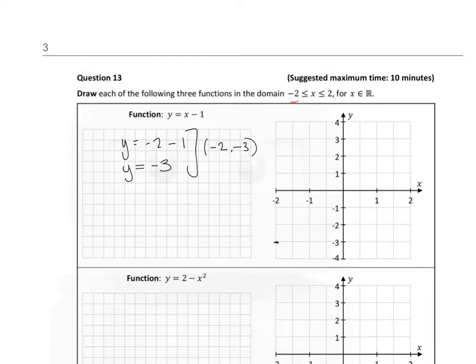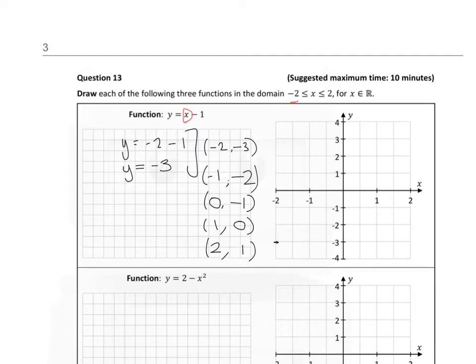When I sub in -1 for x, I'll end up getting -2 for y. So you can just sub in the next value for x and get your answer for y. So my next couples will be when x is -1, y is -2. When x is 0, y is -1. When x is 1, y is 0. And when x is 2, y is 1.